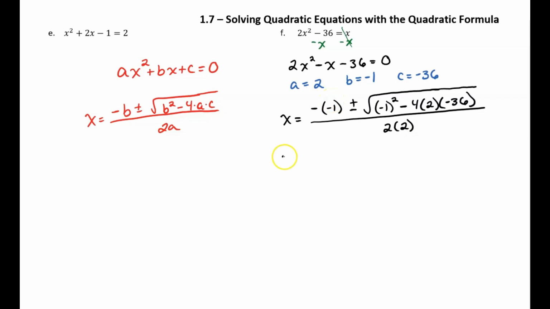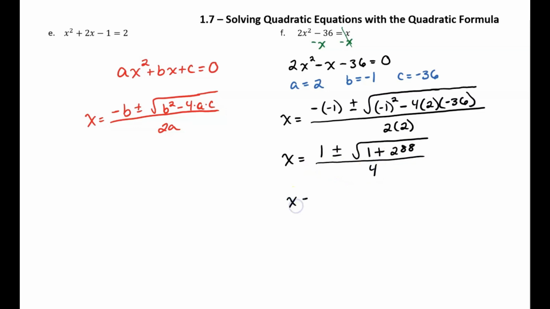All right, a lot of signs. A lot of signs in these problems. We take our time with them. Negative and a negative is a positive, plus or minus. -1 squared is a positive 1. The negative and a negative turns positive. Same thing over here, a negative from that subtraction with the negative from the c value will turn this into a plus. 4 times 2 is 8. 8 times 36, in my calculator, I get 288. All of this is divided by 4.